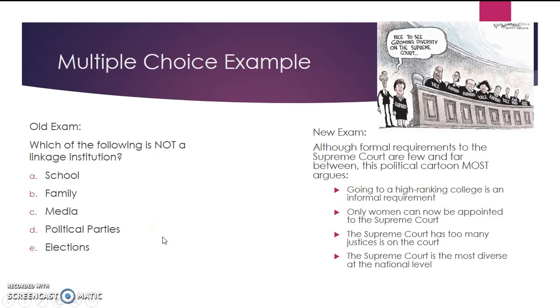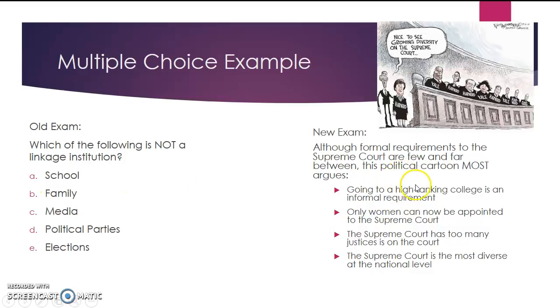And with respect to the multiple choice, you can really see how this has drastically changed. Under the old exam, really a focus on rote memorization. A simple question here, for example, which of the following is not a linkage institution? Again, very clear, cut and dry answer, A.